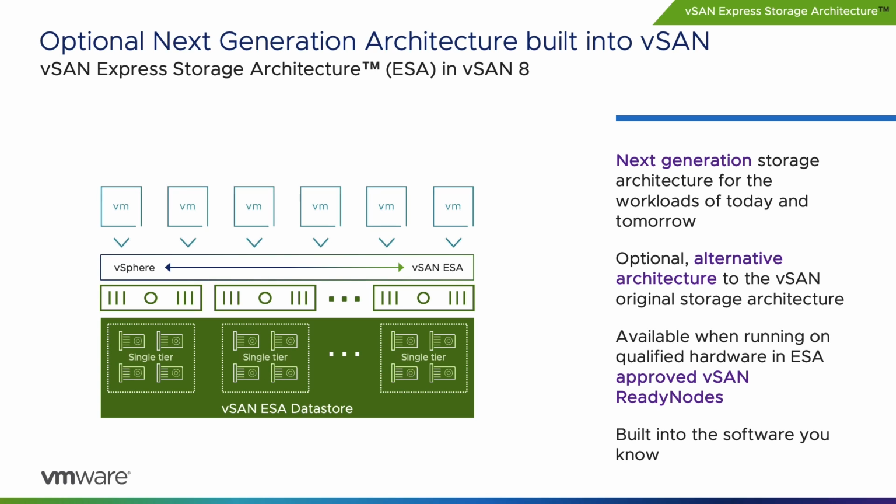This leads us to vSAN 8, where we're introducing the revolutionary Express Storage architecture. This is an optional alternative storage architecture to the vSAN original storage architecture, also found in vSAN 8. When running on qualified hardware in approved vSAN ready nodes, the vSAN Express Storage architecture offers supreme levels of performance, scalability, resilience, and data services without compromising performance. The vSAN Express Storage architecture unlocks the capabilities of modern hardware to allow the workloads of today and tomorrow to perform as the hardware allows.